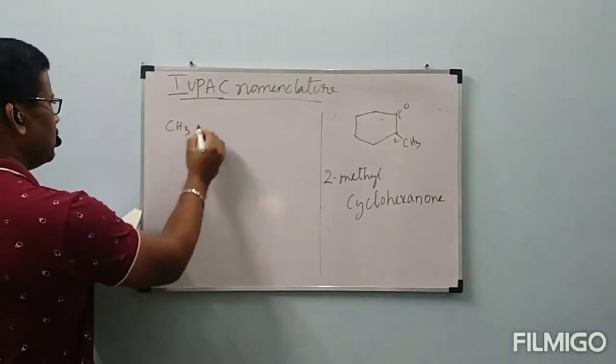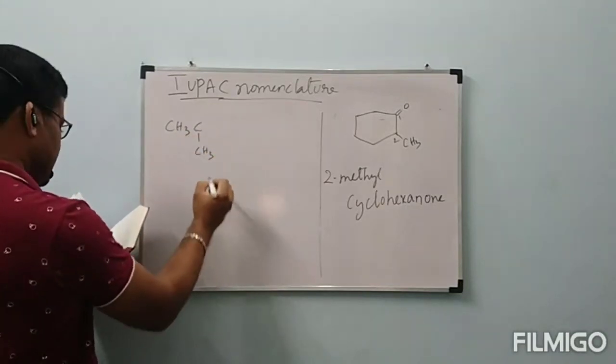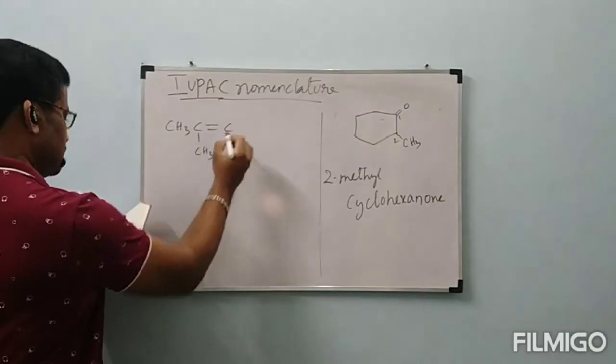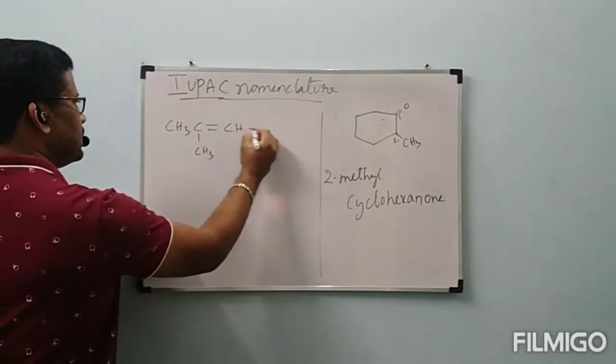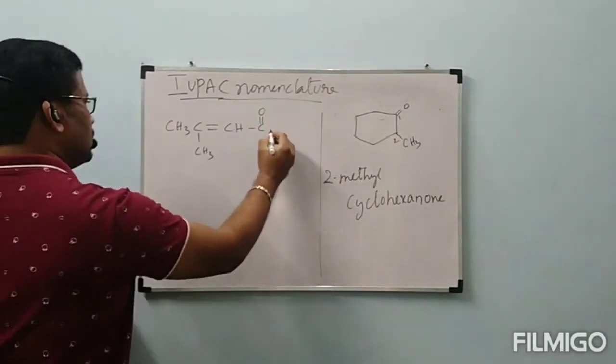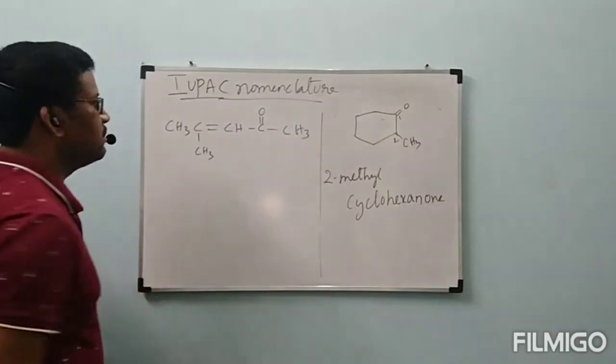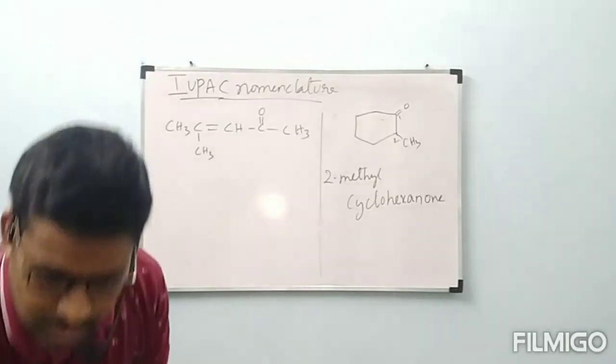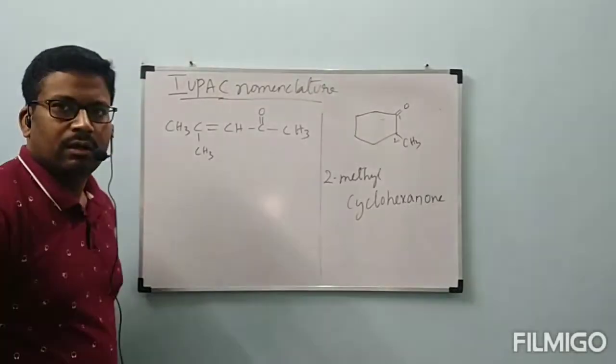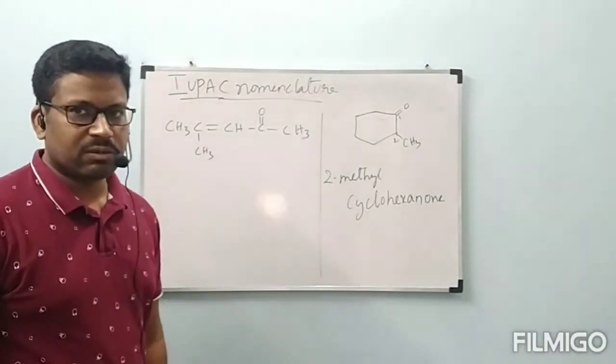CH3, CH3, double bond C, H, C double bond O, CH3. This is the compound they give. We have a double bond and a ketone group, which is our functional group. Ketone group is our functional group.